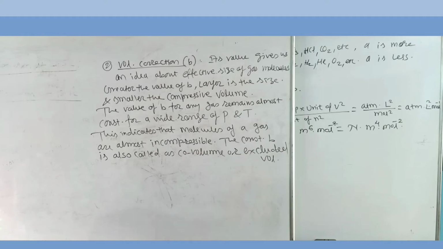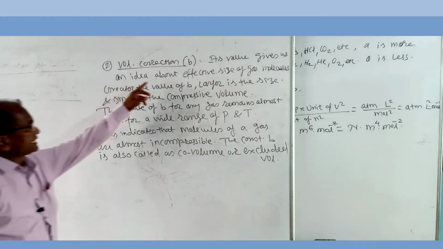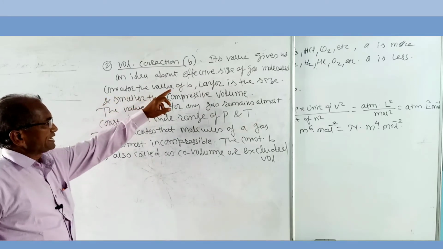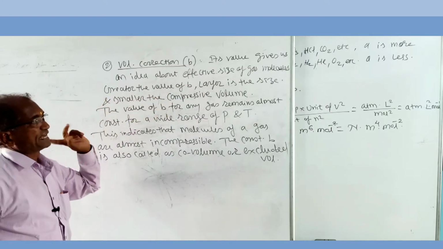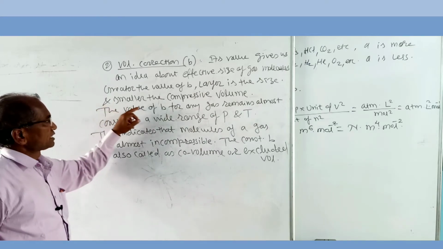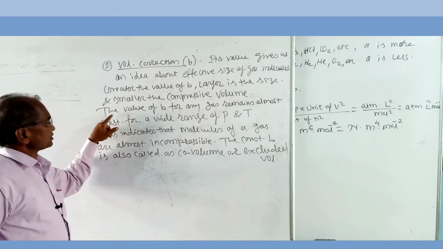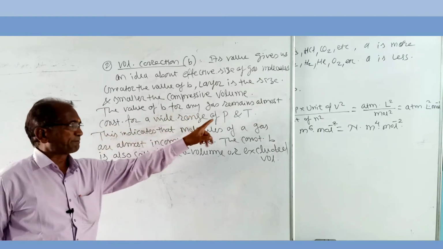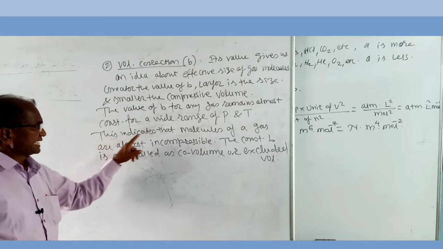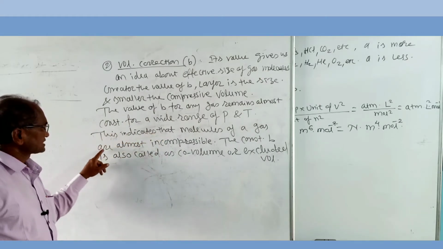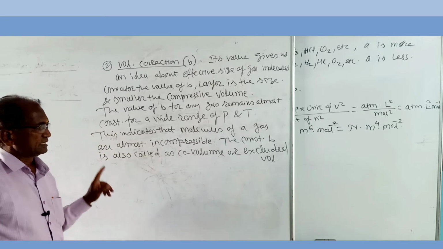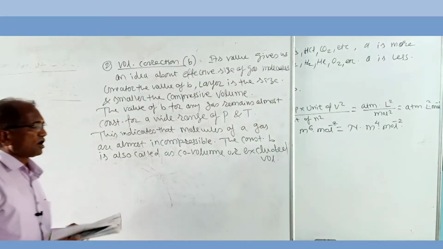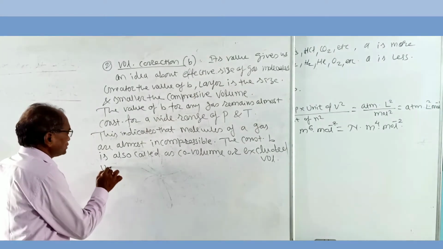Volume correction b: its value gives us an idea about the effective size of gas molecules. The greater the value of b, the larger is the size of gaseous molecules and the smaller the compressible volume. The value of b for any gas remains almost constant for a wide range of temperature and pressure. This indicates that molecules of a gas are almost incompressible. The constant b is also called co-volume or excluded volume.